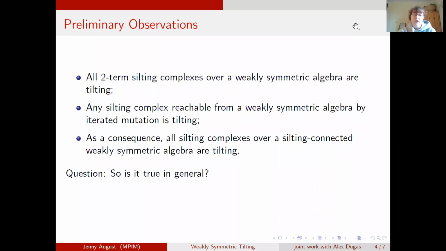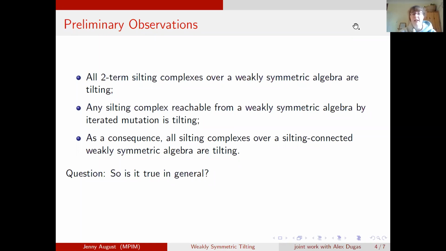There's another result that you can obtain pretty easily from the literature. In a previous paper of Dugas's, he has a result that we can easily deduce the following from. Namely, if I take a weakly symmetric algebra, this is an algebra, so it's a tilting complex over itself. So we can carry out silting mutation on the algebra itself, and iterate this, producing more and more silting complexes. And it turns out that if you start with a weakly symmetric algebra and you mutate and end up at a silting complex, this must actually be a tilting complex.